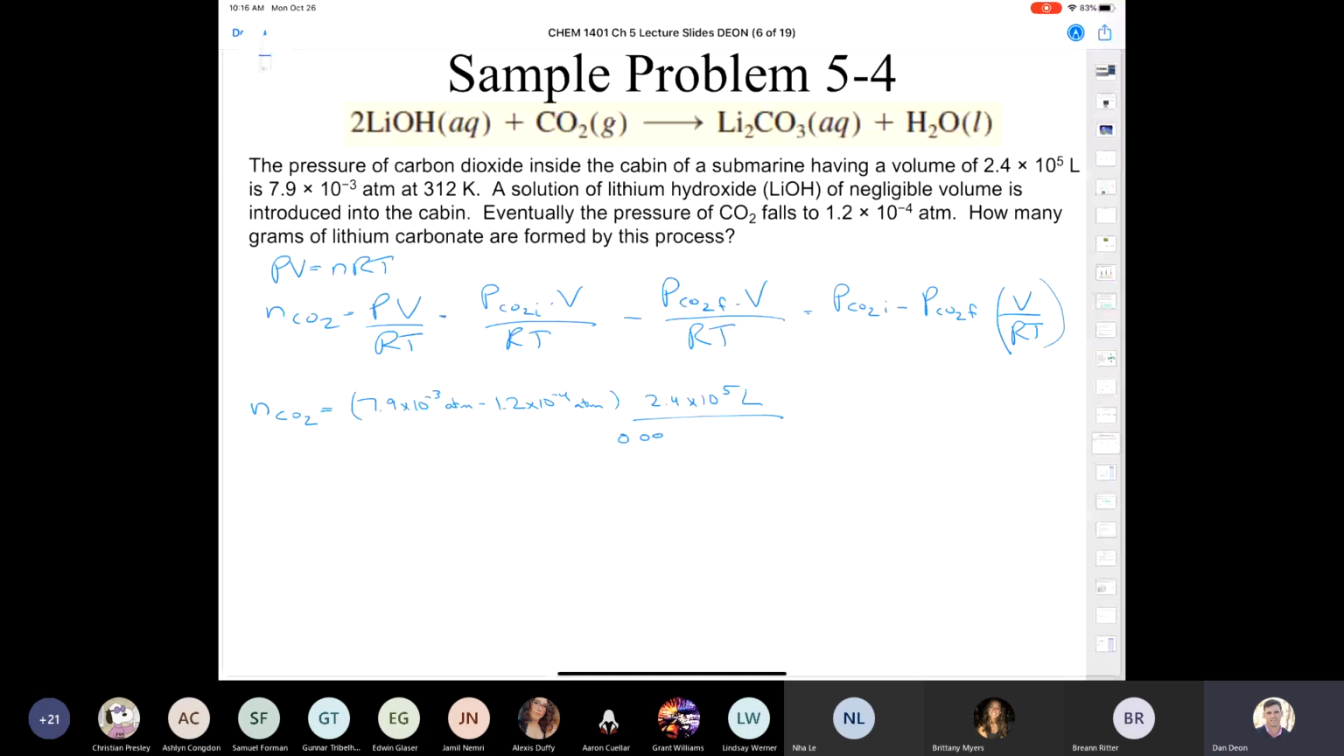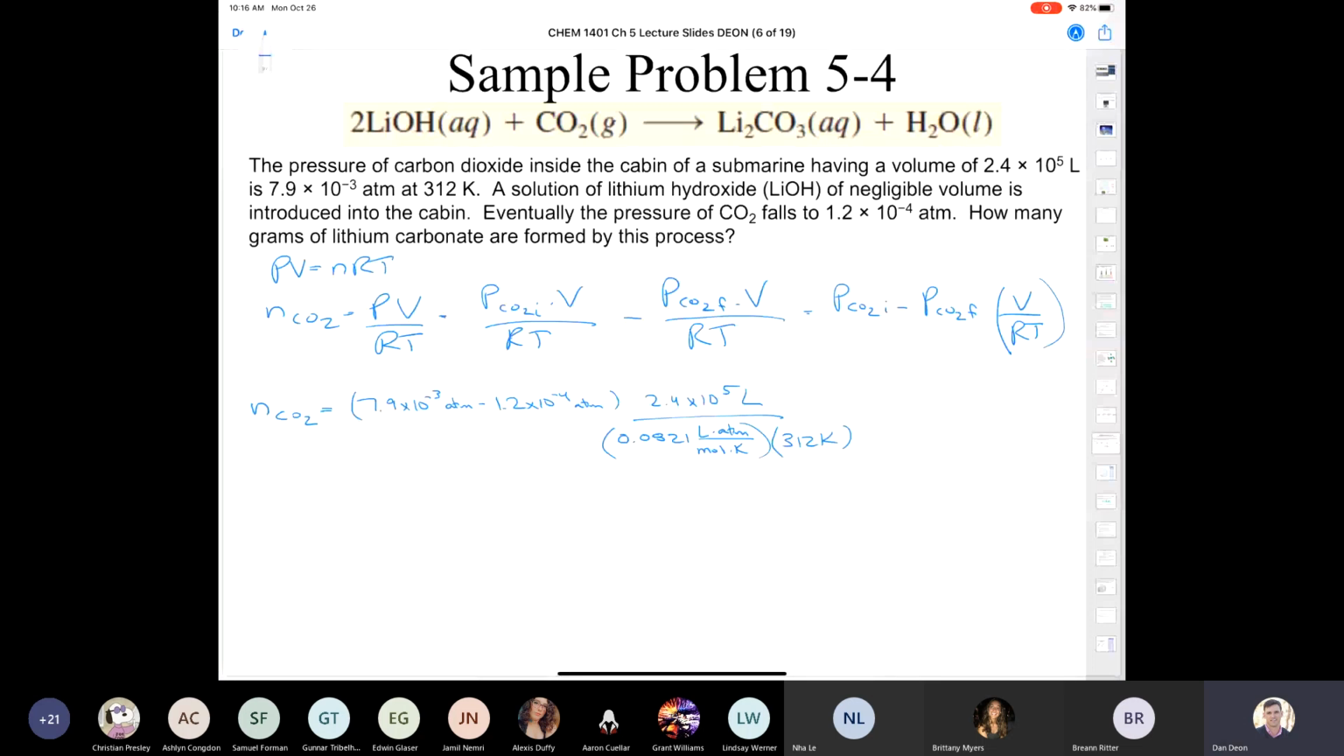Oh, I'm just looking at my notes here. Mr. Dion even got so lazy that he didn't even write the units in for R. I just wrote the letter R. That's not good practice, is it? Multiplied by our temperature. What's our temperature? Hey, they gave it to us in Kelvin. It's our lucky day, right?